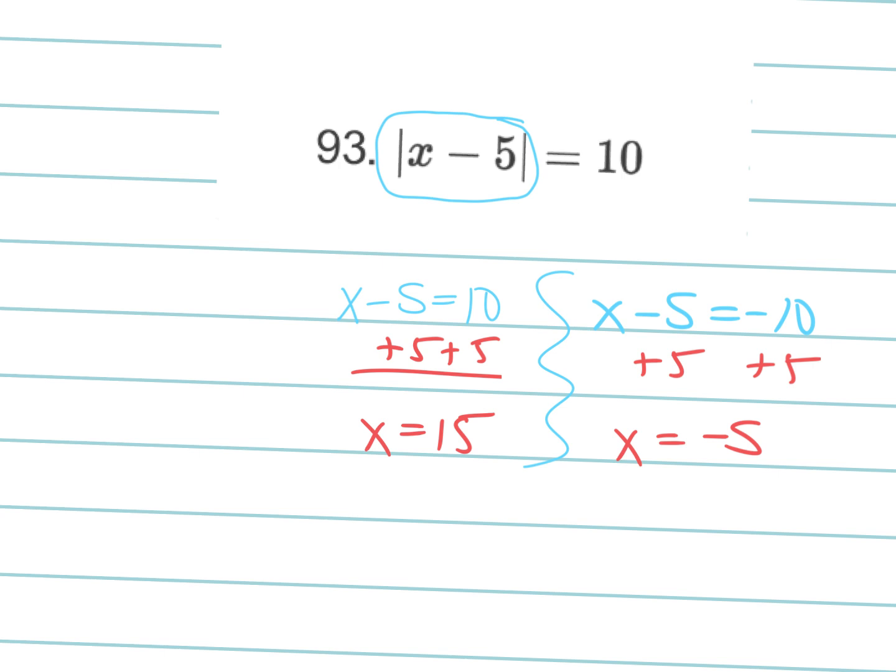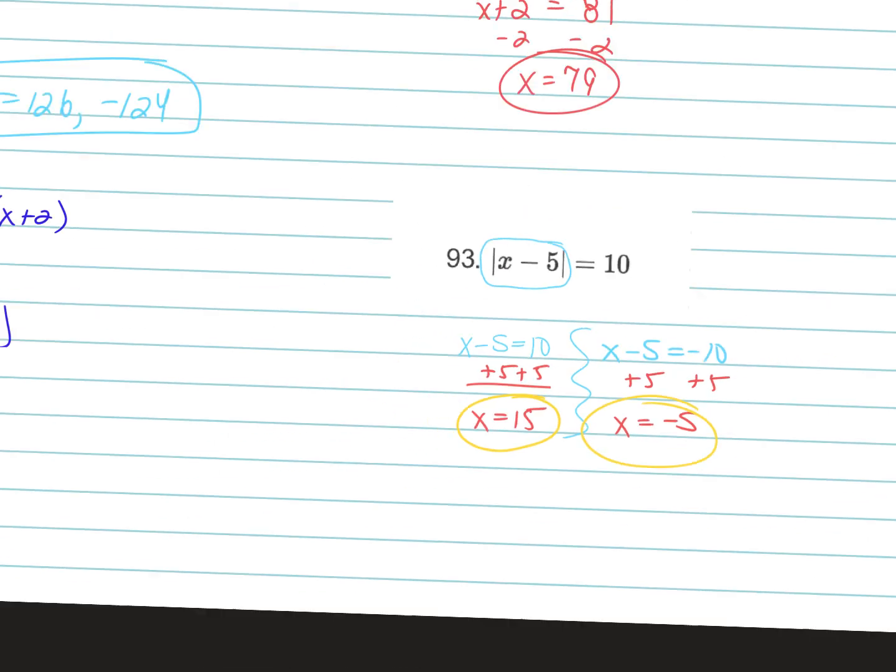Now, before we just move on and we're so happy with ourselves, we need to check. We need to check to make sure that both of our solutions satisfy the equation. So just mentally do it. 15 minus 5. Absolute value of 15 minus 5 is 10. 10 equals 10. We're good. -5. -5 minus 5 is -10. The absolute value of -10 is 10. We're good. Both satisfy the equation.